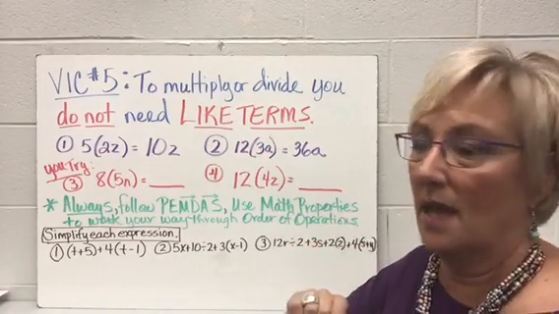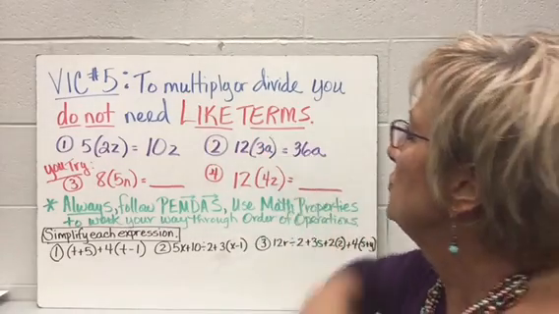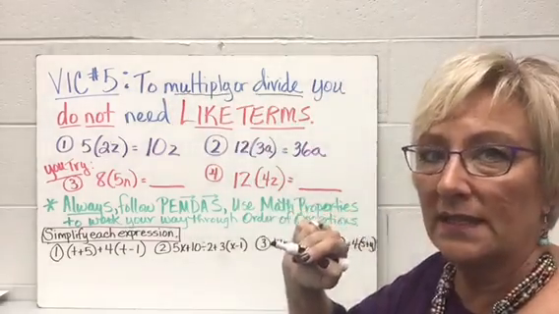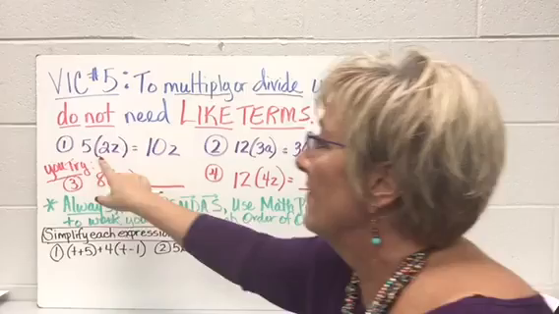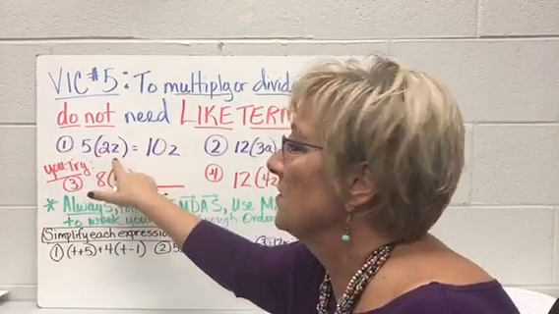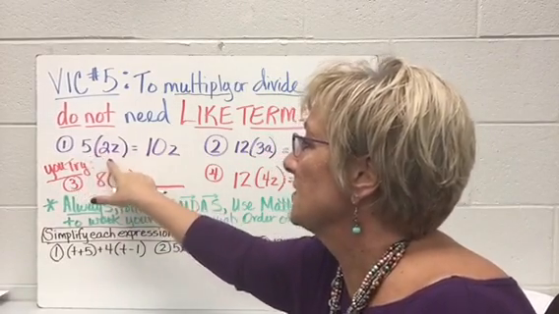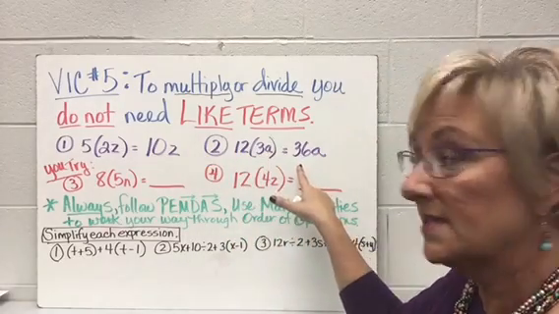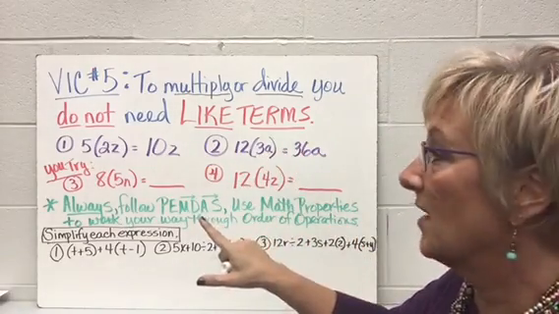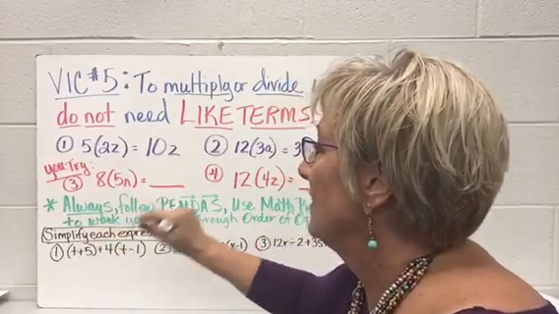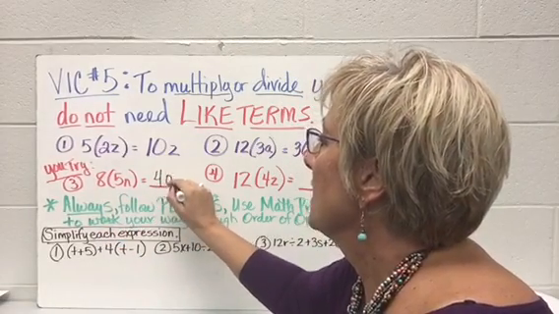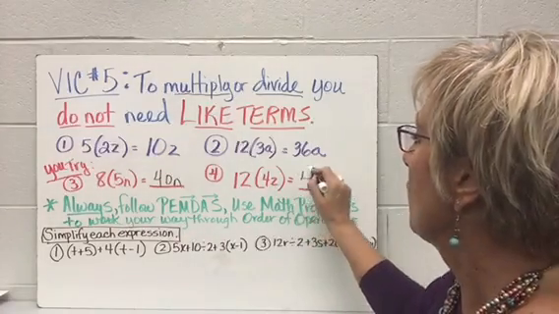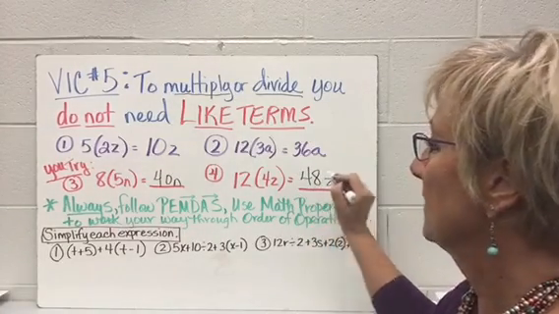Very important concept number 5. To multiply or divide, you do not need like terms. For example, if I'm multiplying the constant 5 to the 2z, I know that 5 times 2z is 10z. That 12 times 3a is going to give me 36a. So let's try these together. 8 times 5n is going to give me 40n. 12 times 4z is going to give me 48z. Okay?